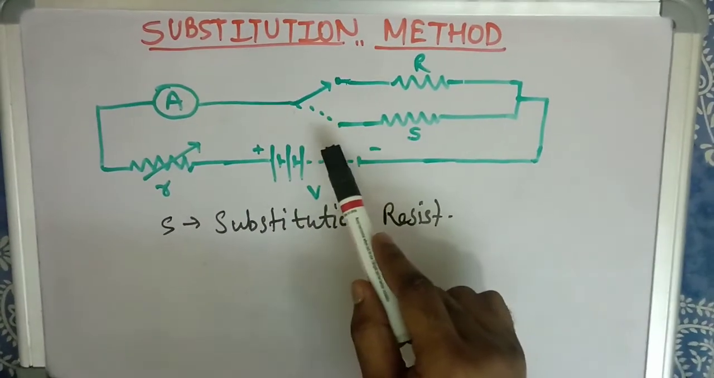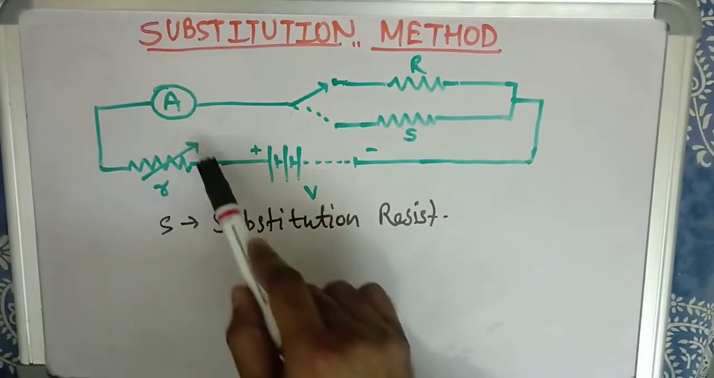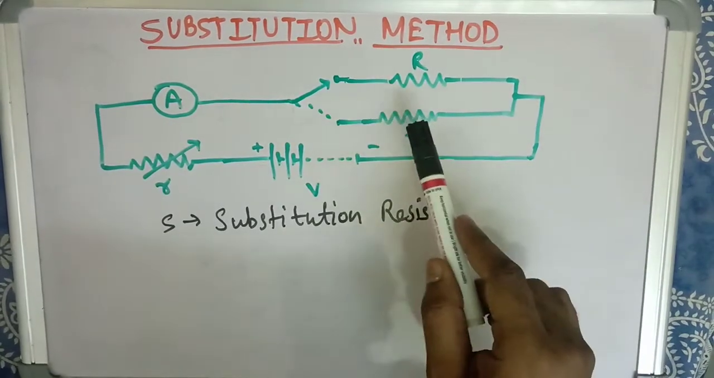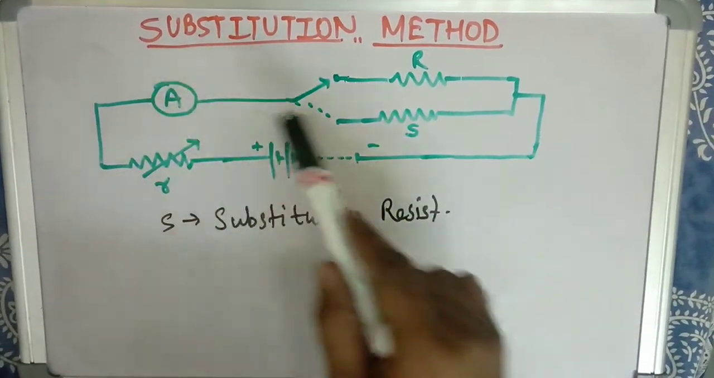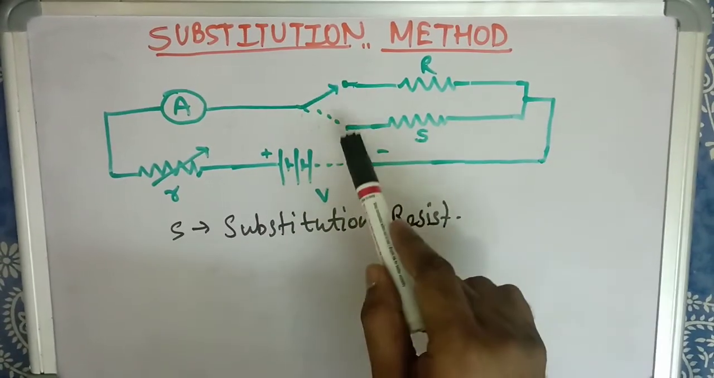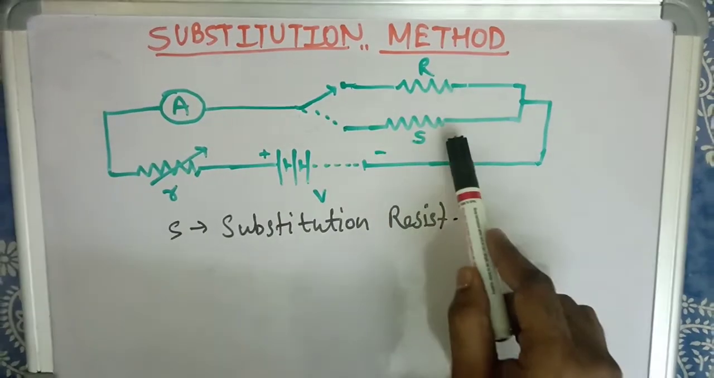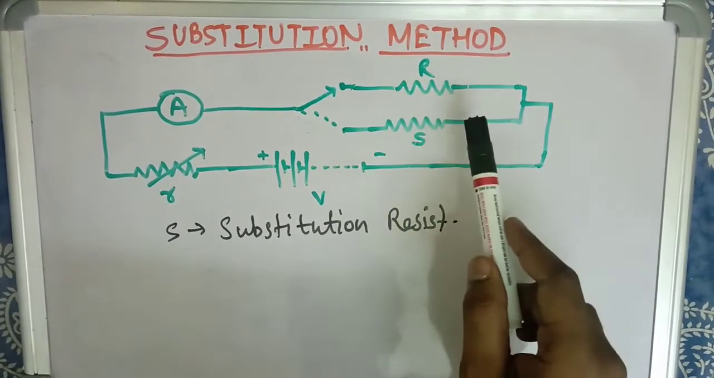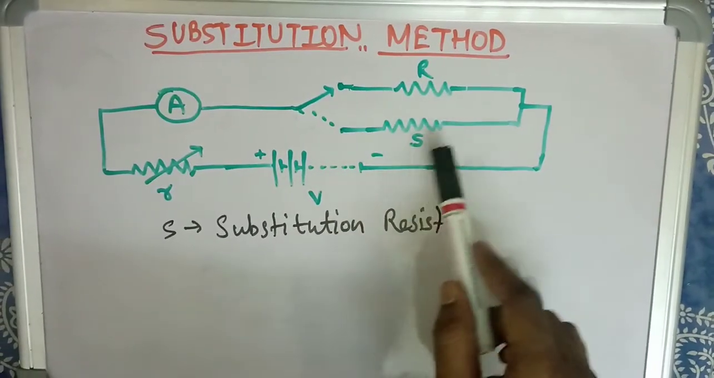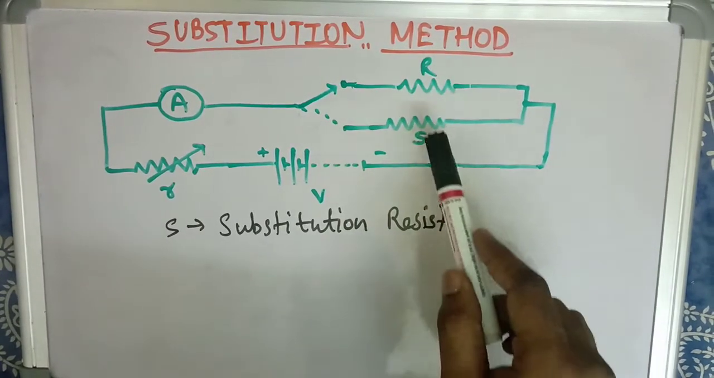Then the switch is changed to the R position, the variable resistance is not changed, and we compare the current reading with that of the previous case. When the current readings of both cases come out equal, we say that the resistance R is equal to resistance S. Until then the resistance S is changed so that R and S are the same.